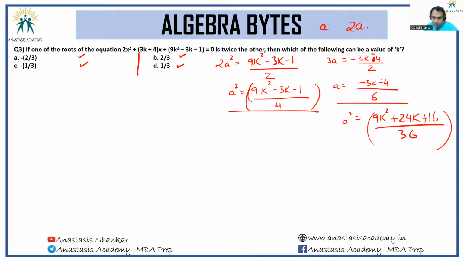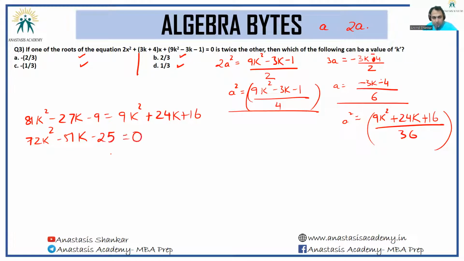From here, we get the equation 81k square minus 27k minus 9 is equal to 9k square plus 24k plus 16. So 72k square minus 51k minus 25 is equal to 0. So 72 into 25, 75 into 24 should work.